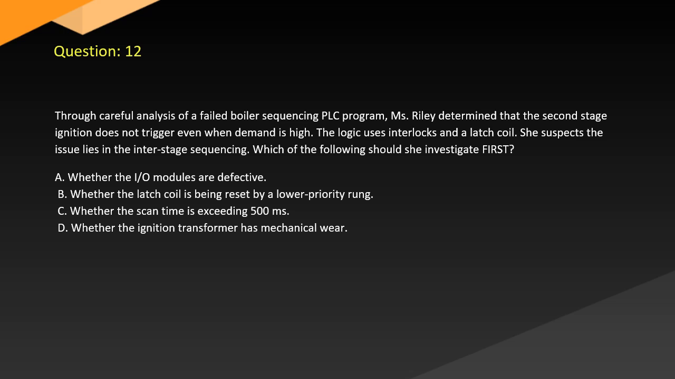Question 12. Through careful analysis of a failed boiler sequencing PLC program, Ms. Riley determined that the second stage ignition does not trigger even when demand is high. The logic uses interlocks and a latch coil. She suspects the issue lies in the interstage sequencing. Which of the following should she investigate first? A. Whether the I/O modules are defective. B. Whether the latch coil is being reset by a low priority rung. C. Whether the scan time is exceeding 500 ms. D. Whether the ignition transformer has mechanical failure.